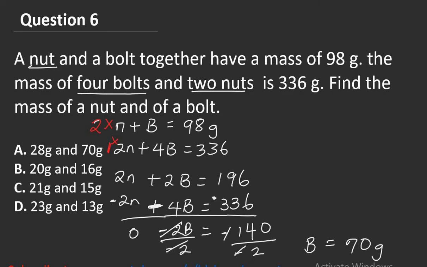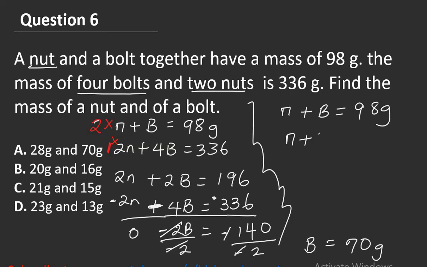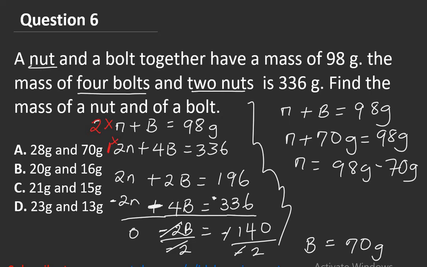We can find the nut. We can work with any equation. Let me work with equation 1. Nut plus bolt equals 98 grams from equation 1. So nut plus bolt, where the bolt is 70 grams, equals 98 grams. Move 70 grams to the other side. Nut is 98 grams minus 70 grams. Nut is equal to 28 grams. So our answer is 28 grams and 70 grams.